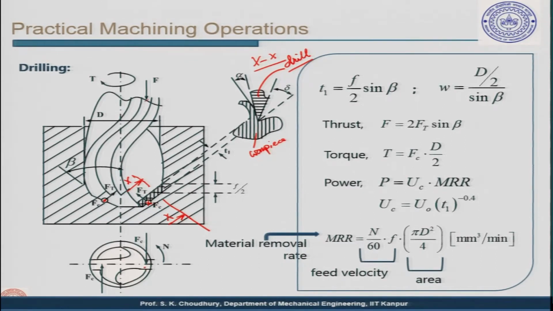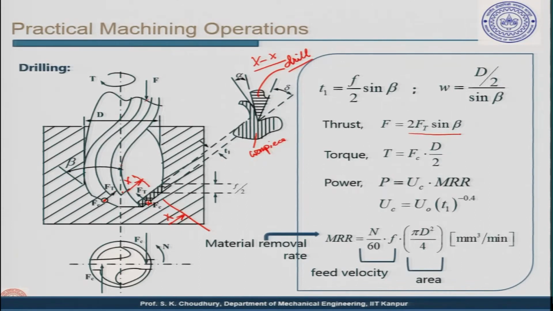Here you can see that this is Fc, and on these two lips the Fc is working. This is the cutting component, and the thrust component is perpendicular to this, it goes towards the axis of the drill, as shown here in these two arrows. So, the Ft actually will form the thrust force. Ft is the thrust force, and the total thrust force acting on the drill will be 2 Ft sine beta. Beta is this angle.